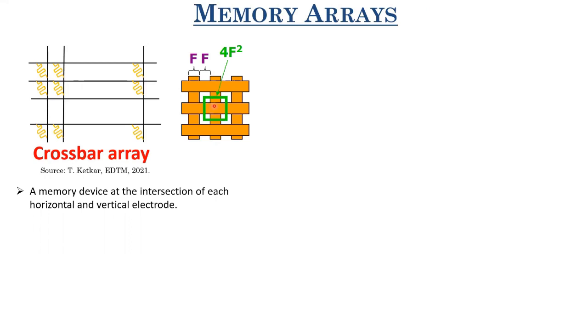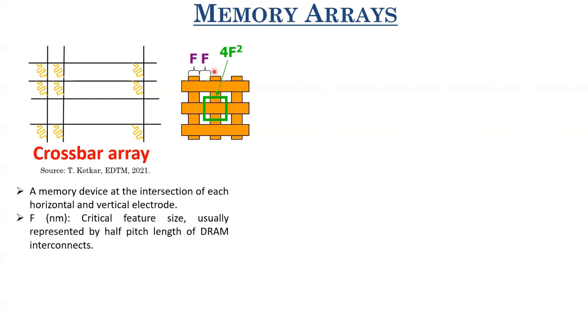Now the best part about these devices is that their dimensions can be really small. So typically we represent the spacing between the interconnects of DRAM. Let me talk about this F first. F is basically called the critical feature. What exactly defines F? F is defined by half pitch length. What is half pitch length? Half pitch length is the distance between two adjacent interconnect lines in a DRAM.